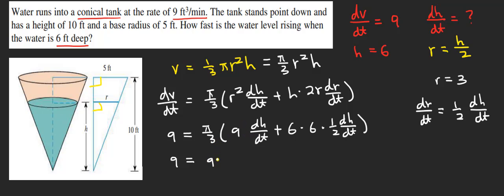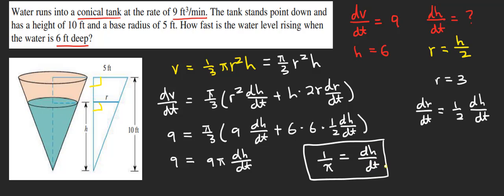So you end up getting 9 equals 9 pi dh/dt. So just like last time, you get 1 over pi equals dh/dt. So you get the same result. It's just that this method looks more complicated than the other method. But there are two ways of doing this, and you decide which method is easier for you.